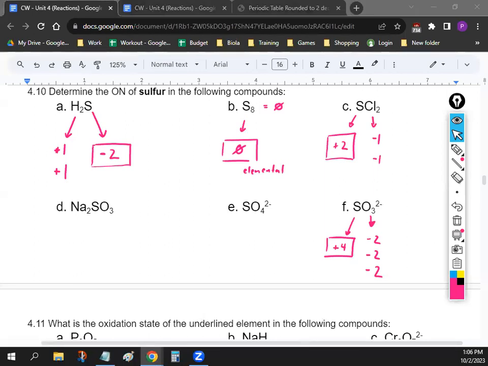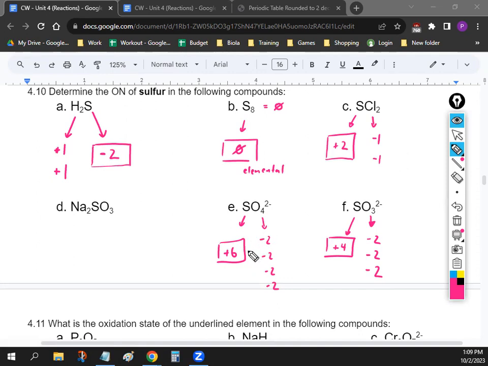Okay. So let's take a look at E. Obviously, we got 4 oxygens, so that's going to be -2, -2, -2, -2, and it needs to sum up to a total oxidation of -2. So can someone raise their hand? What does sulfur have to be? Yeah, +6. There you go. So you can tell that even though it's very similar to sulfite, sulfate and sulfite have a different oxidation number on the sulfur because of the number of oxygens. All good with that one?